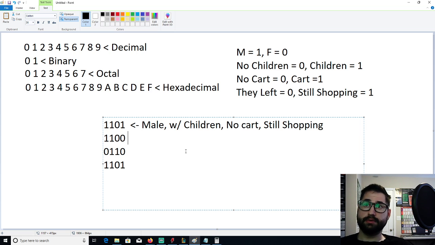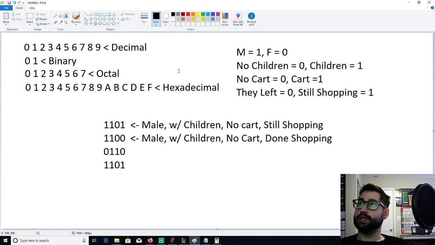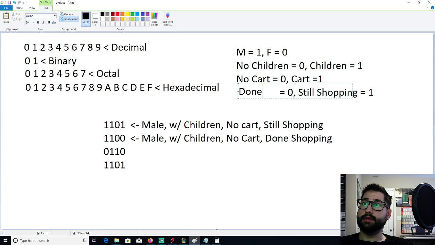So this next person, right, we can look at and say, male with children came in. No cart. They left. I'm going to say done shopping. I'm going to change the wording. Done shopping. Actually, we'll go here and select this and we'll delete that. Sorry, I'm a little OCD when it comes to this. Done shop.